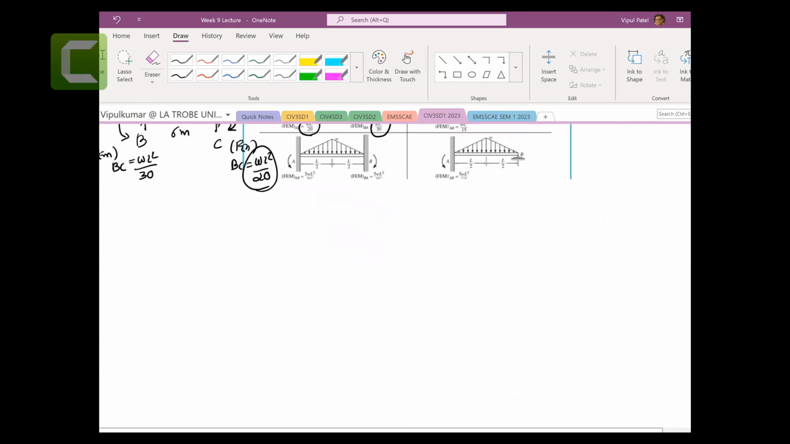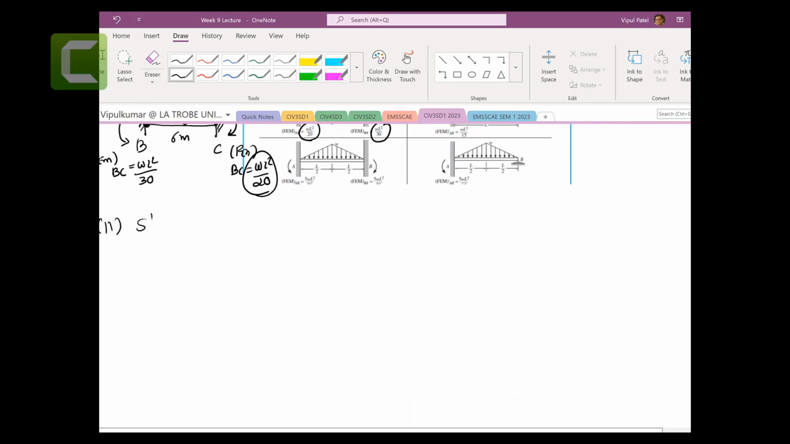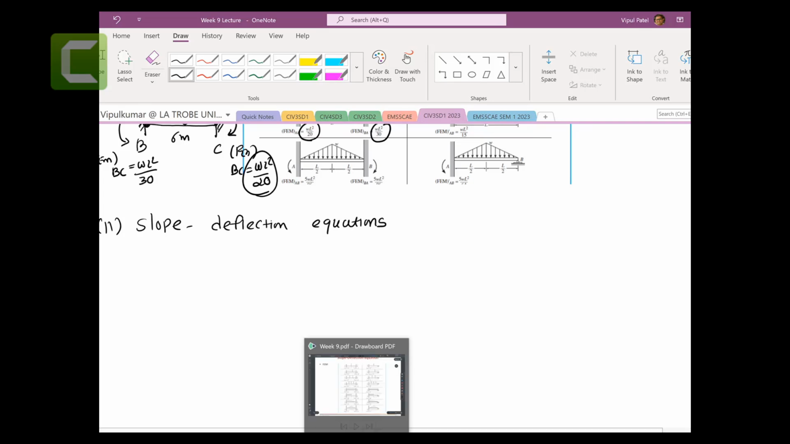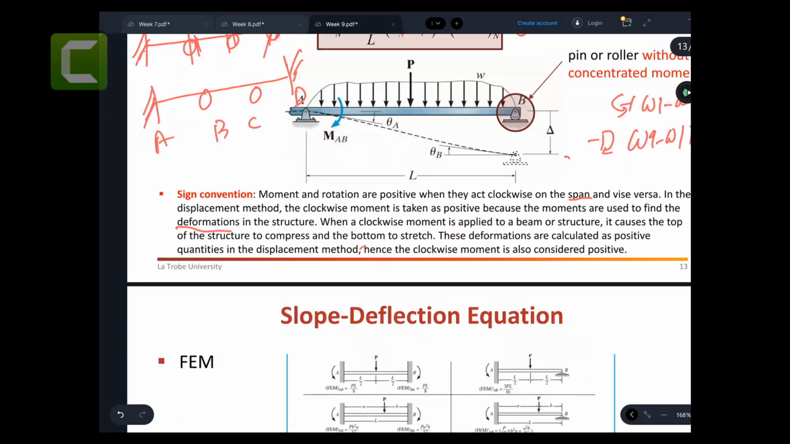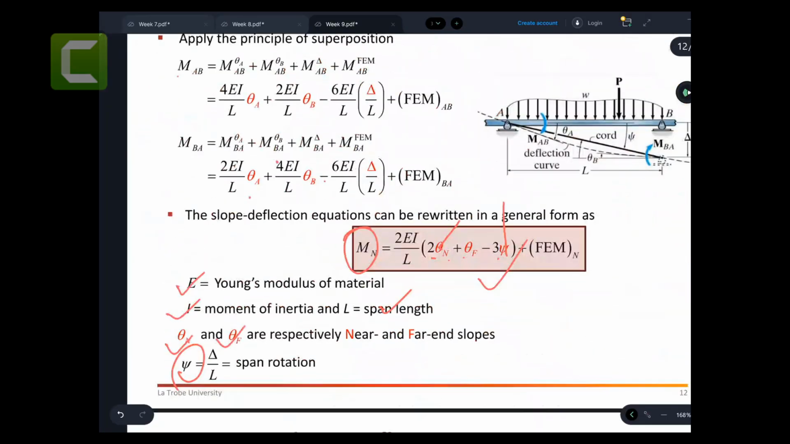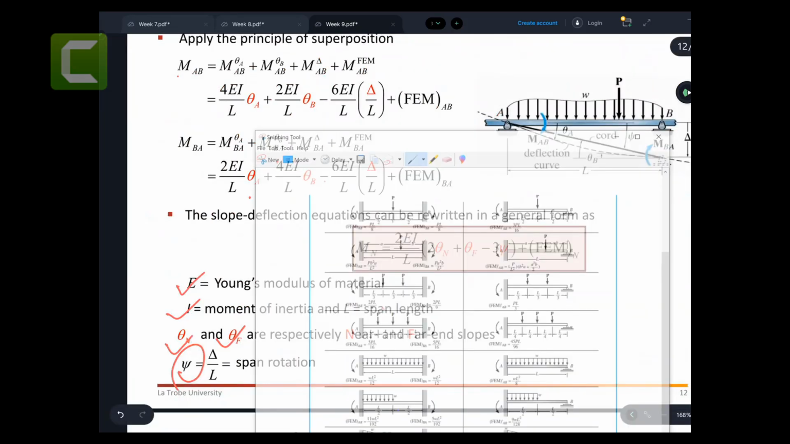Step number 2, you write the slope deflection equation. Slope deflection equations. Now you have 2 equations for the slope deflections. One is this one. Let me get these equations.